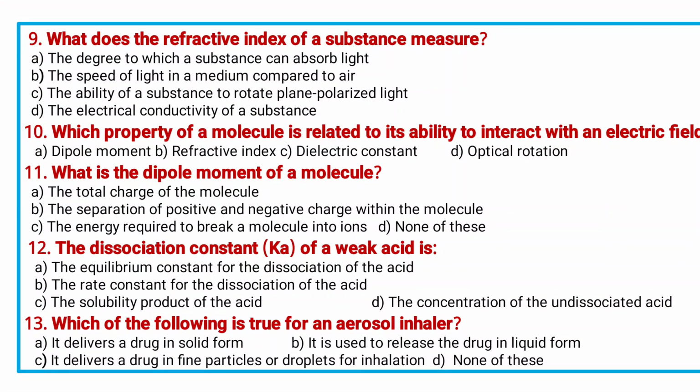Next, what does the refractive index of a substance measure? A, the degree to which a substance can absorb light. B, the speed of light in a medium compared to air. C, the ability of a substance to rotate plane polarized light. D, the electrical conductivity of a substance.